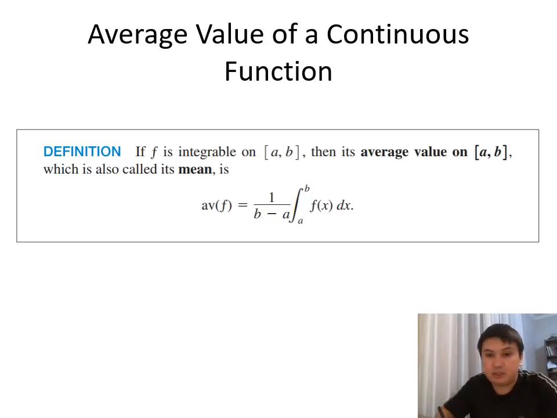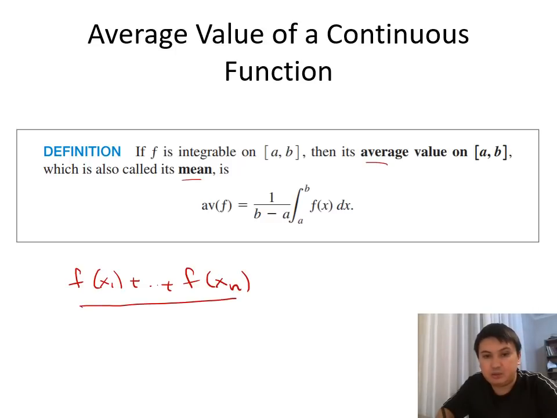Again, we want to make sense of it. Well, if you remember what it means to take the average of a function, or average of some quantity, it would be something like f of x1. If you have n points, f of x1 through f of xn, and then you would divide by n, right? So that would give you the average if you had some discrete function or sequence, let's say.